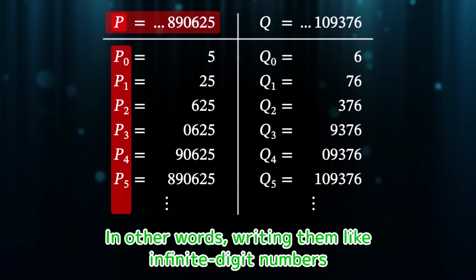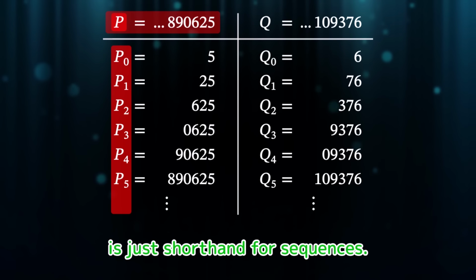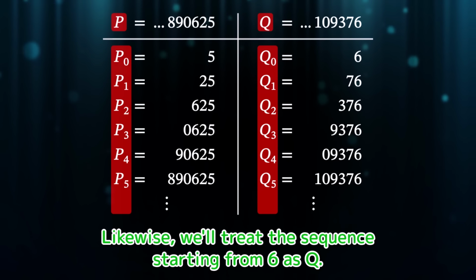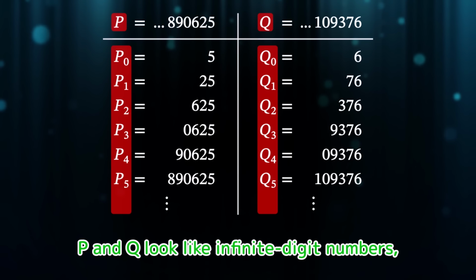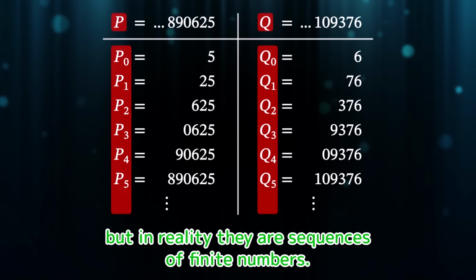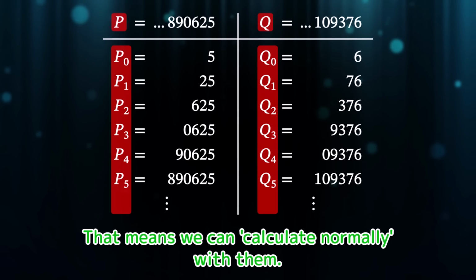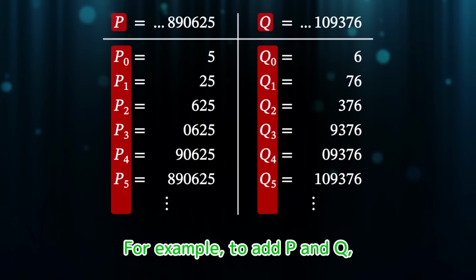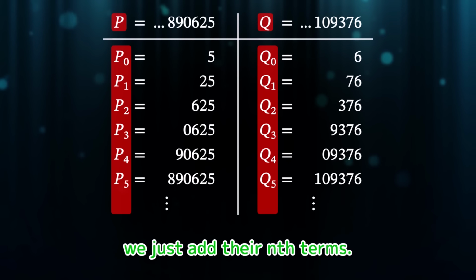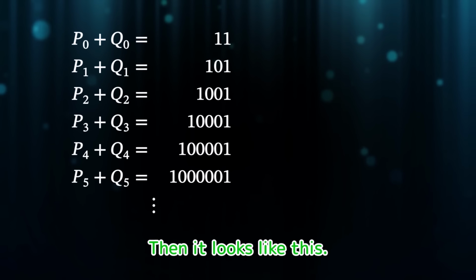In other words, writing them like infinite digit numbers is just shorthand for sequences. Likewise, we'll treat the sequence starting from 6 as q. P and q look like infinite digit numbers, but in reality they are sequences of finite numbers. That means we can calculate normally with them. For example, to add p and q, we just add their nth terms. Then it looks like this.